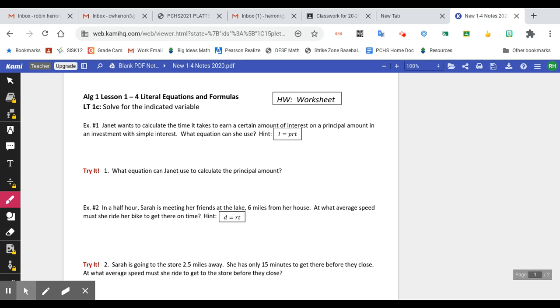Hey guys, today we're going to do 1-4, which is literal equations and formulas. We're still going to be solving equations. We're just going to be rearranging the formulas instead of solving for an actual answer this time.